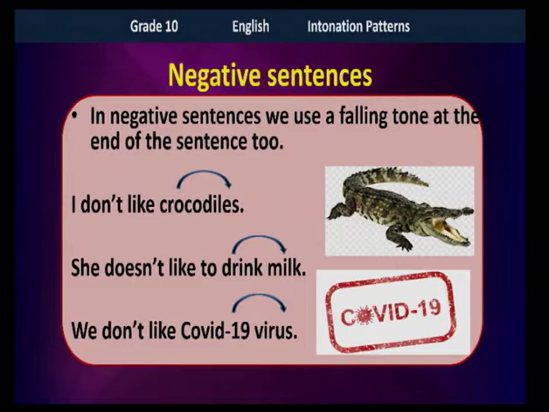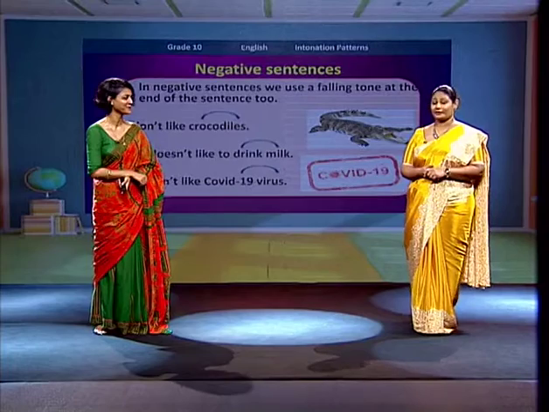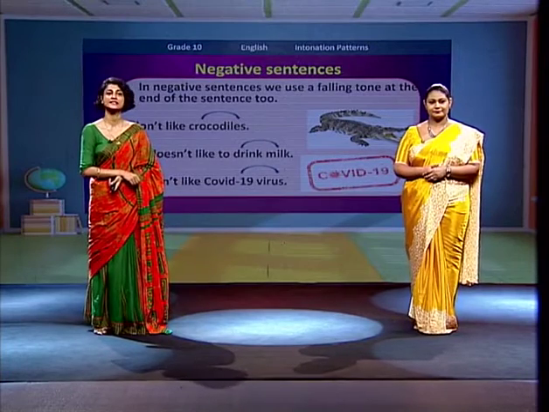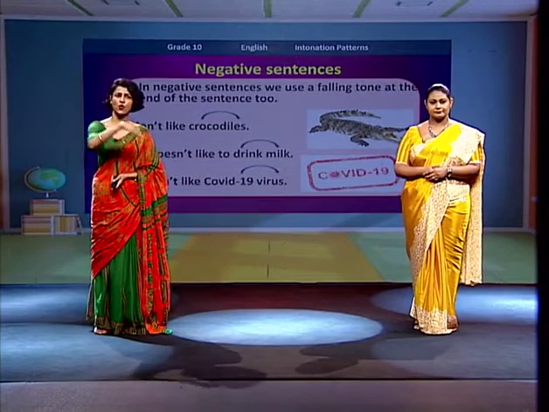Then we have negative sentences. Can you tell our children what does a negative sentence mean? Negative means no. Exactly. I don't like crocodiles. You don't like crocodiles. That's why I put a picture of a crocodile in there. All right. Okay, so in negative sentences, children, we use a falling tone at the end of the sentence too. So both affirmative and negative sentences have a falling intonation towards the end of the sentence.